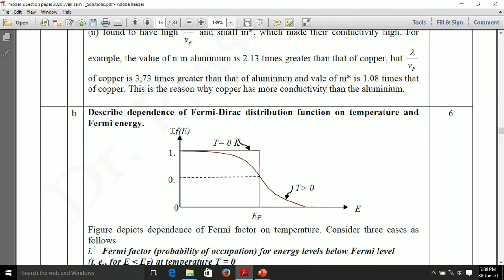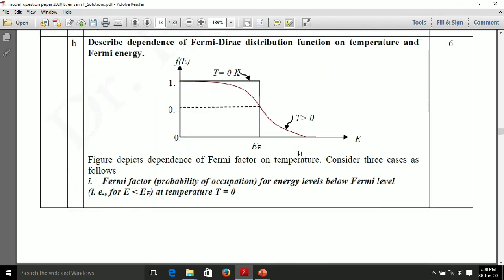We have to describe the dependence of Fermi-Dirac distribution function on temperature and Fermi energy for 6 marks. And the marks which are given are only indicative. They are not the exact marks which we give even during the semester examination. It may change. For example, this derivation may be given even for 8 marks. Therefore, this is only indicative.